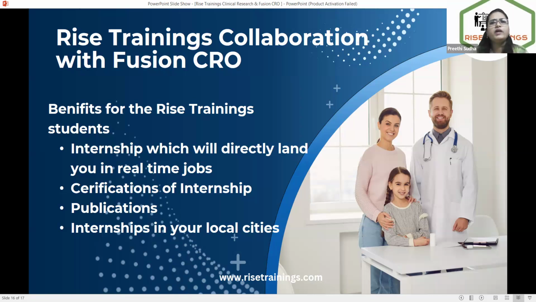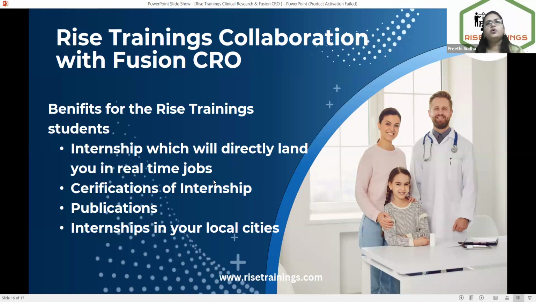Risetrainings always puts the students, their choices and their benefits, in front. That is the main reason we collaborated with Fusion CRO. So by collaborating with Fusion CRO, what are the benefits the students joining Risetrainings get? First, we are proud to say that we are offering internship offers which directly land you in real-time jobs.